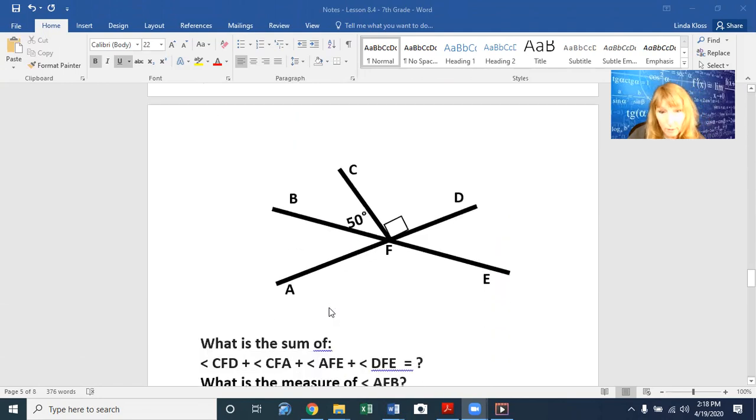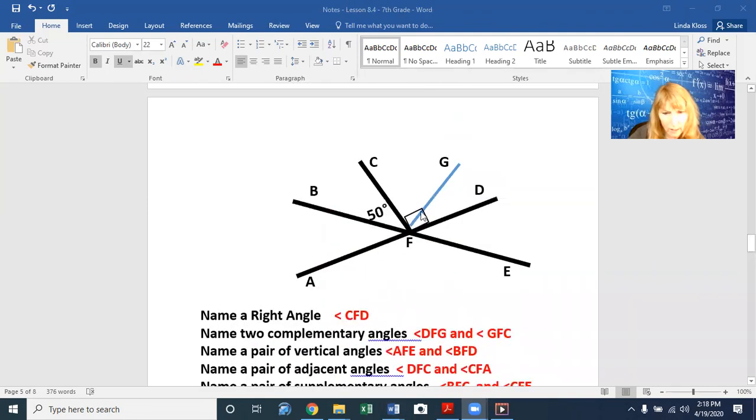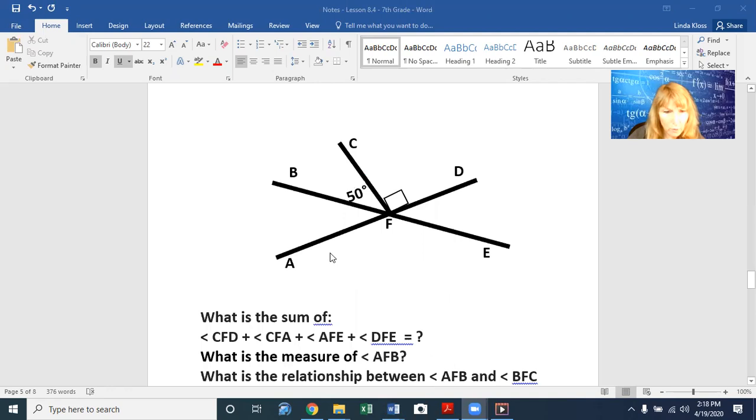We have the same diagram, except I didn't put in the extra little blue line, if you notice. So this diagram, we're going to answer a few more questions now. What is the sum of angle CFD? So let's go find that. You always, with geometry, have to go and look at the picture. So angle CFD, remember F, the center letter, is the vertex, plus angle CFA.